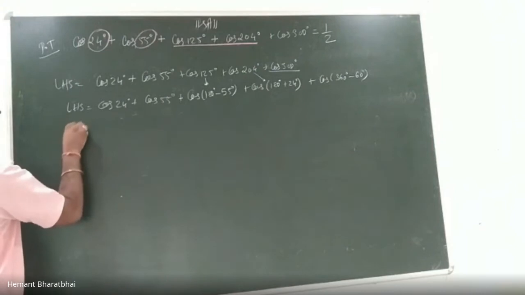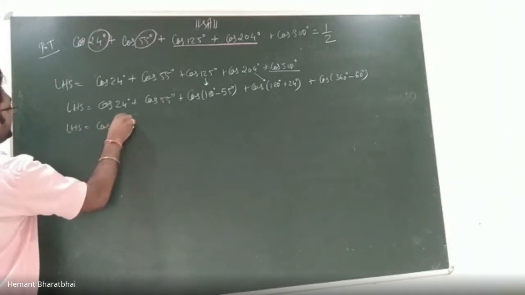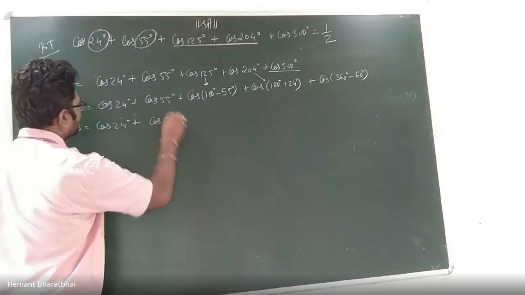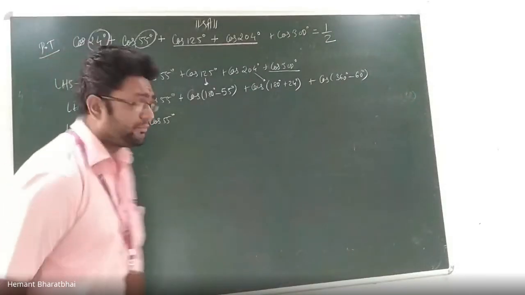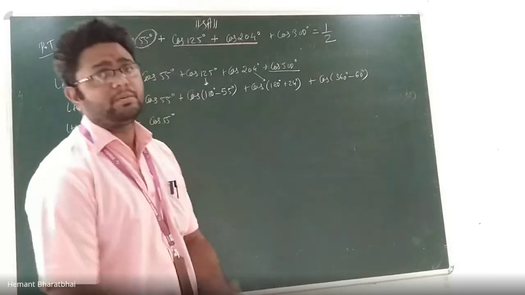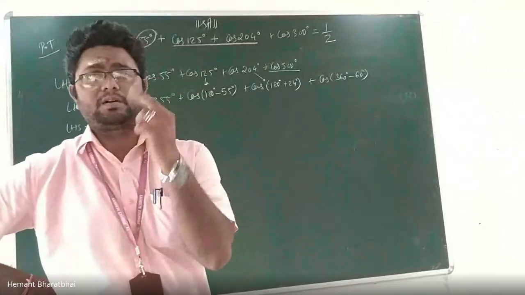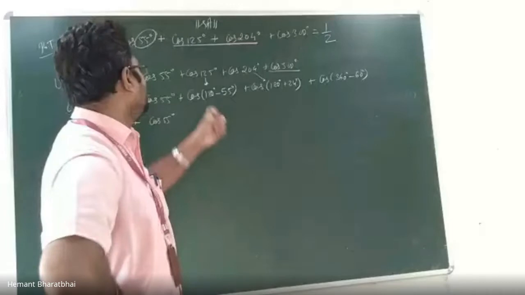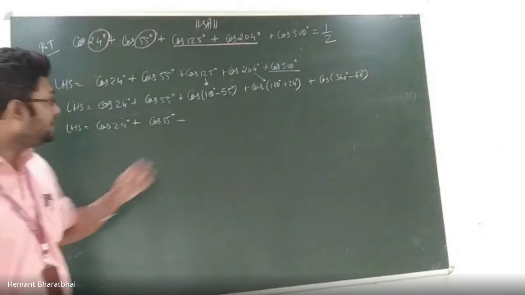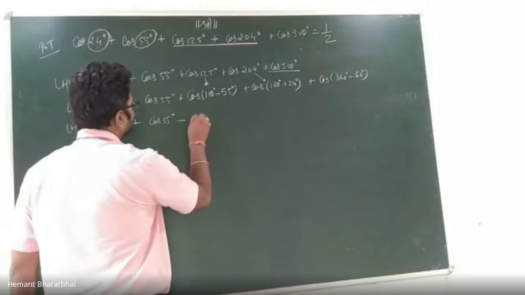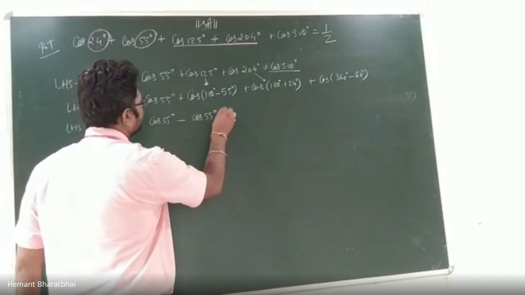Therefore, I'll get LHS is equal to cos of 24 degrees plus cos of 55 degrees. Now cos of 180 minus 55. So 180 means pi. Pi minus theta, which means I'm going to reach the second quadrant. In the second quadrant, sine and cosec are positive, and this is cos, so cos will be negative in the second quadrant. Hence minus. Next, whenever it is pi plus or minus theta, the ratio remains the same. So this will give me minus cos of 55 degrees.